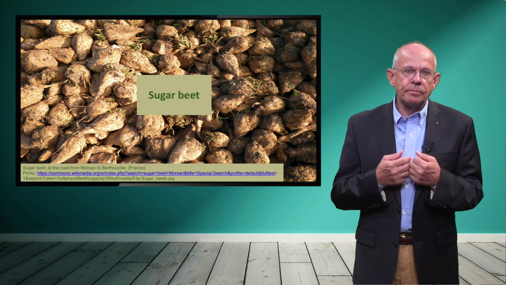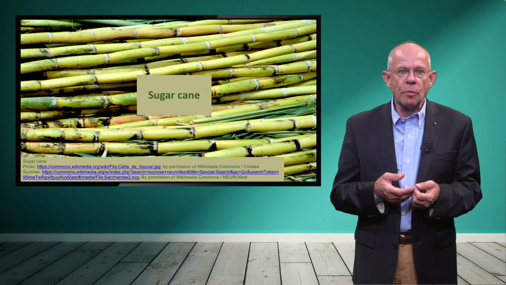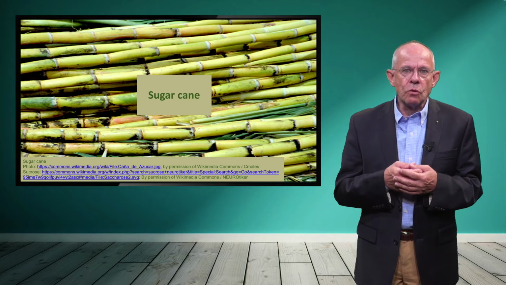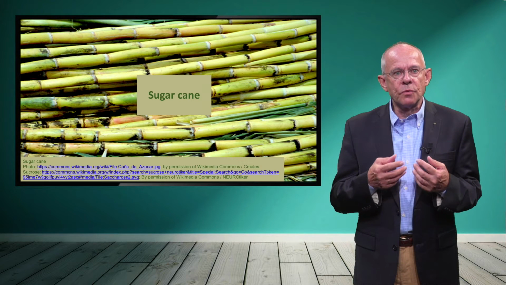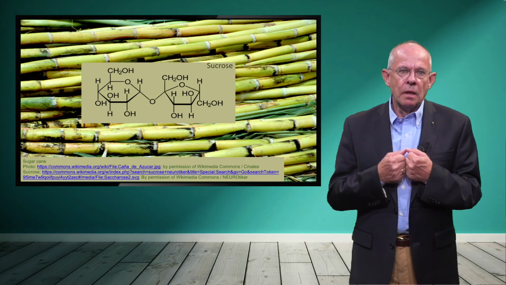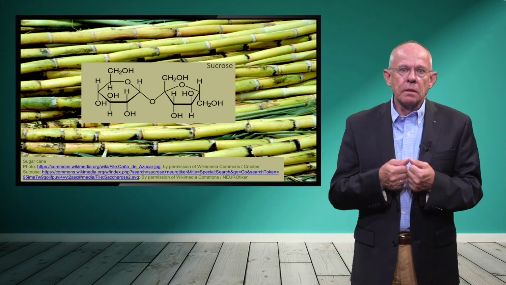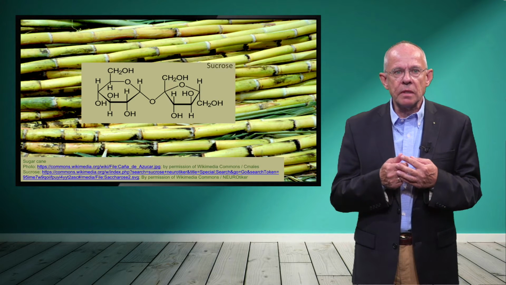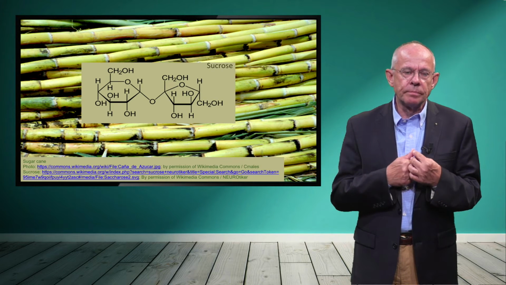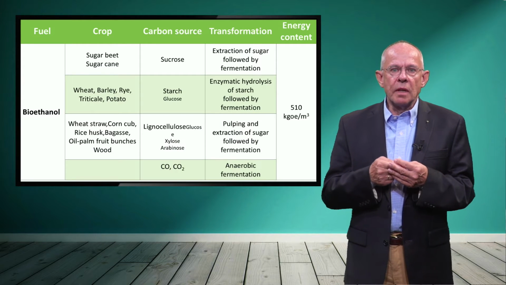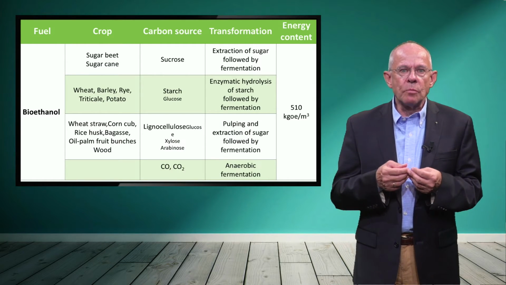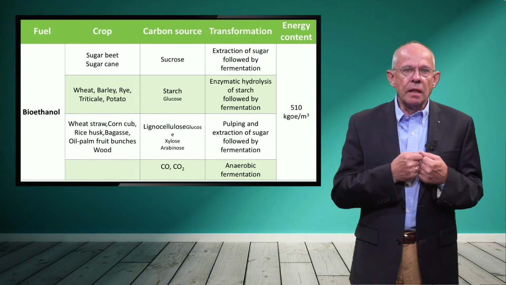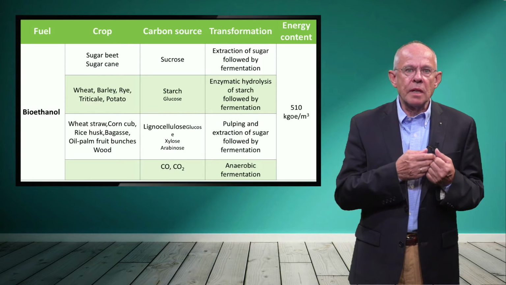Alternatively, sugarcane is grown in tropical and subtropical areas like Brazil, India, and Southeast Asia. The sucrose content in sugarcane is a little lower, but with 15% still impressive. Sucrose is a disaccharide consisting of glucose and fructose, both sugars with 6 carbons and easily metabolized by yeast. As shown in the first line, sucrose is extracted from the biomass and can be fermented to give biofuel. The second line explains ethanol production from starch.